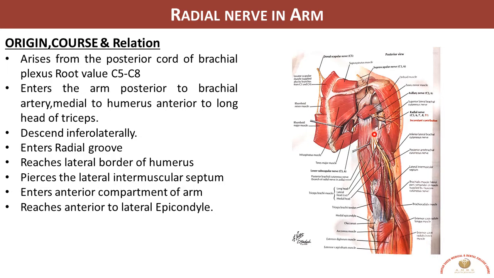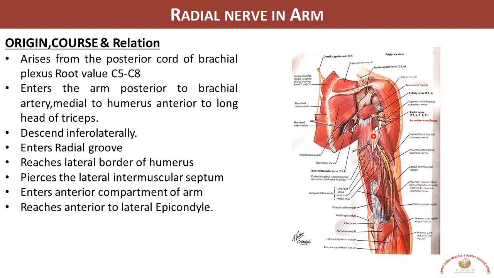It leaves that, and once it enters into the arm, it lies posterior to the brachial artery, medial to the humerus, and anterior to the long head of triceps brachii. Okay, it is just anterior to the long head of triceps brachii. Here you can see this is the long head of triceps brachii. Mainly this is anterior to the long head of triceps.